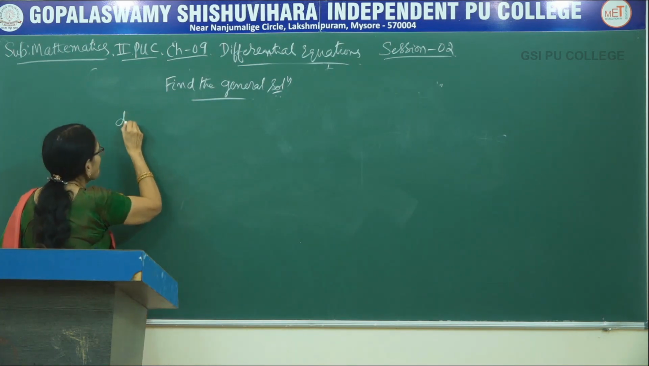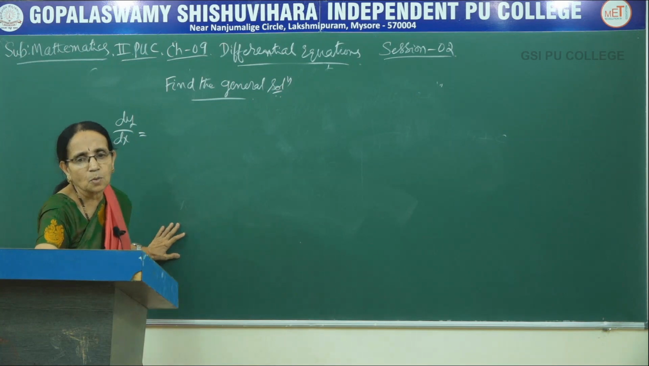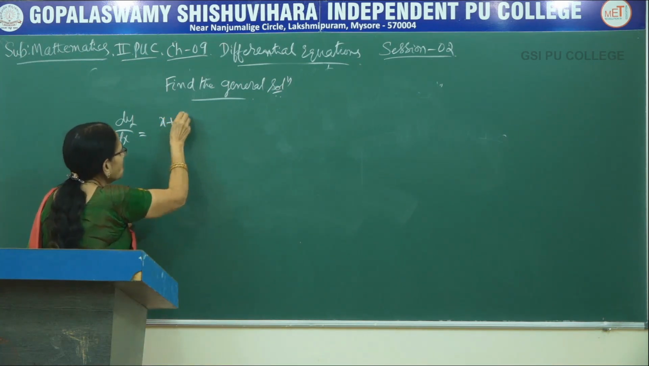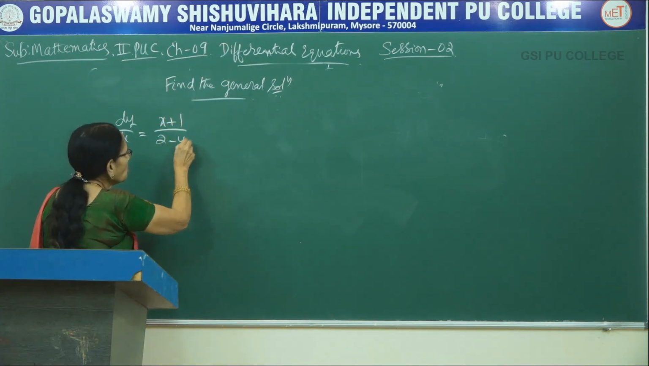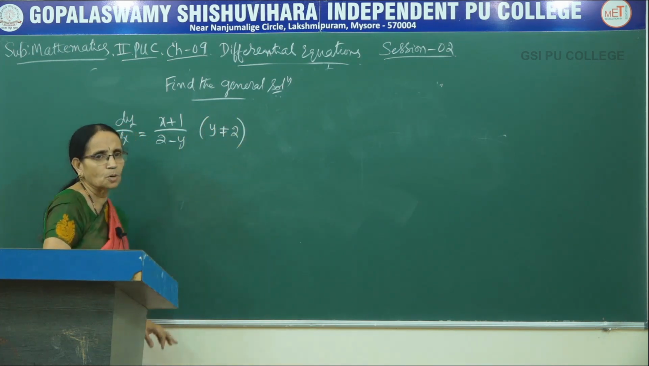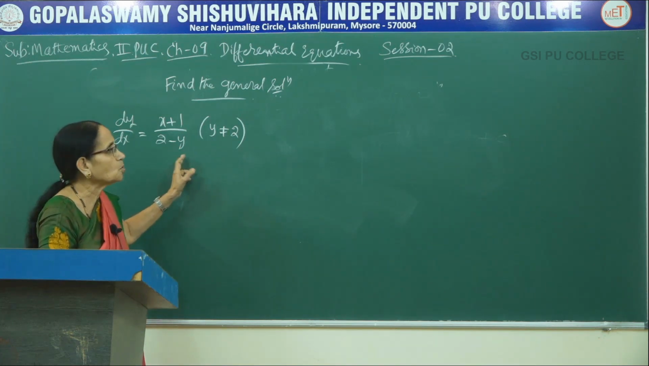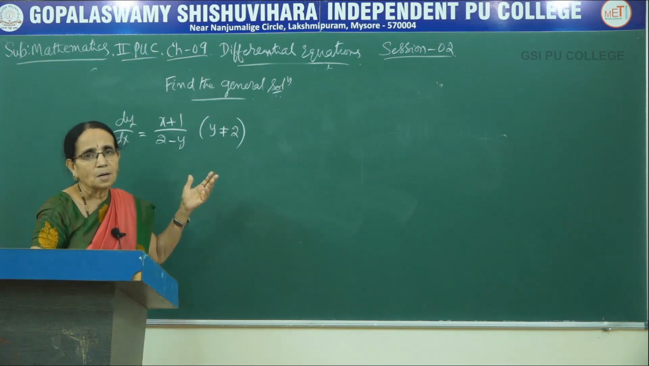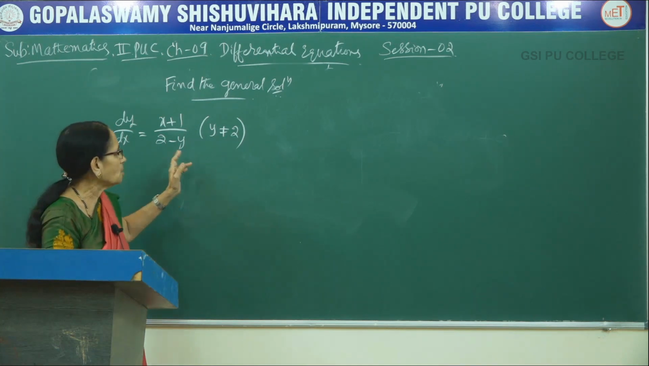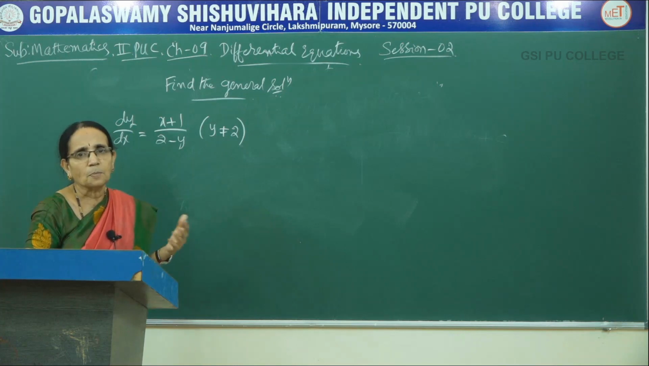dy by dx is equal to x plus 1 divided by 2 minus y. The condition is given, y is not equal to 2. Why is the condition given? Suppose y takes the value 2, the denominator becomes 0, which is not defined at all, isn't it? Therefore, avoiding this value for y, all the other values are applicable.